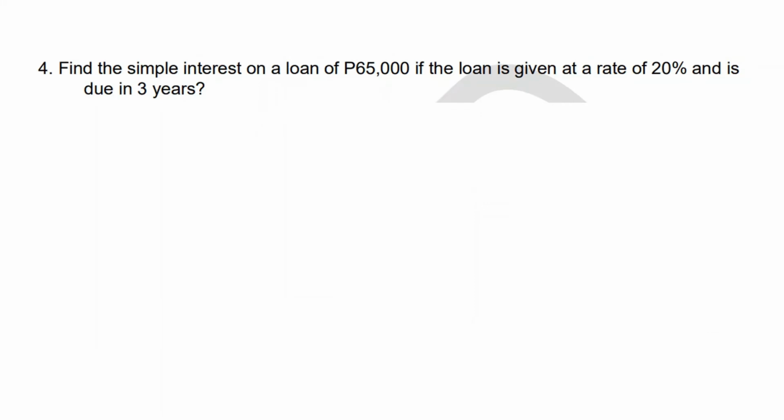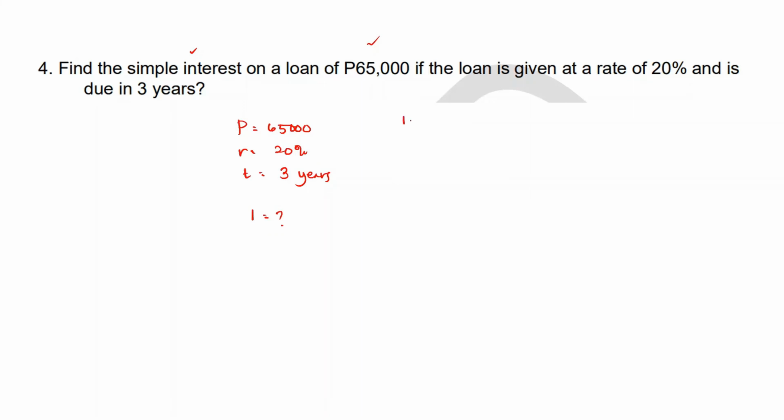Find the simple interest on a loan of 65,000 pesos if the loan is given at a rate of 20% and is due in 3 years. So, we are asked to find the simple interest. In the given, we have the principal, which is 65,000, a rate of 20%, and a time, which is 3 years. The unknown quantity is the interest.